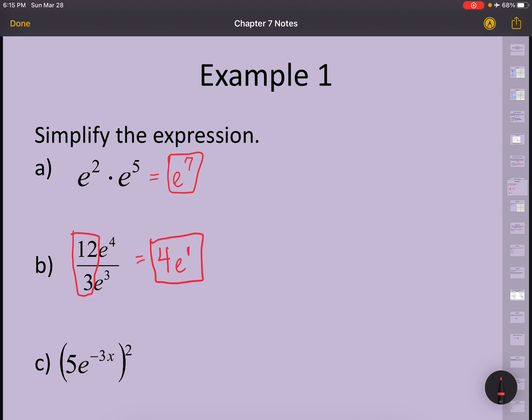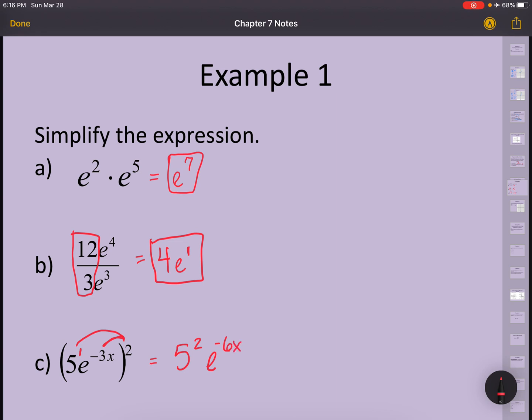And then the last one, normally we would take the outside exponent and distribute it to the inside. But we have to be careful because it's not 5 times 2, it's 5 exponent 2. And if you don't remember, there's a 1 on the inside as an exponent of 5. If we distribute that, 2 times 1 is 2, so it becomes 5 squared. And then for the Euler number base, I need to do negative 3x times 2, which is negative 6x.